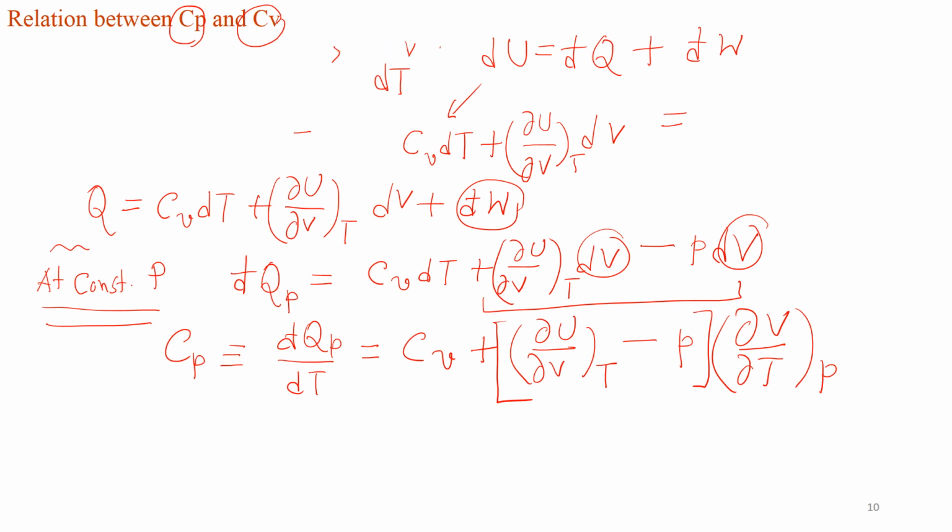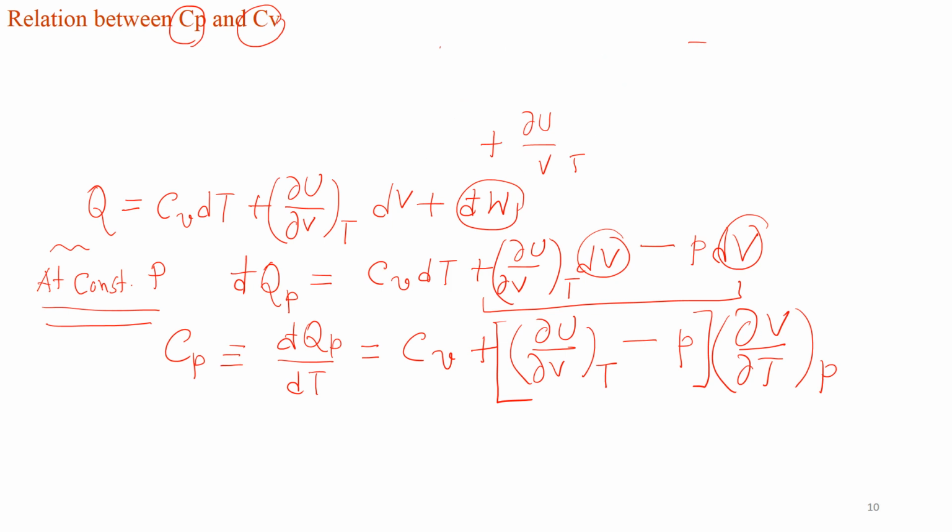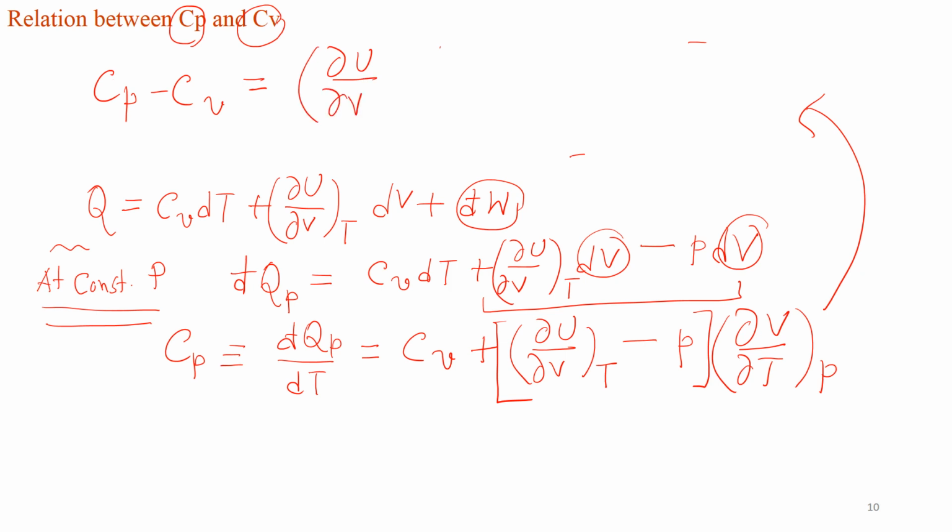and then we will discuss what are the values of Cp minus Cv for different systems. So from here we are writing Cp minus Cv is (∂U/∂V)_T minus P into (∂V/∂T)_P.